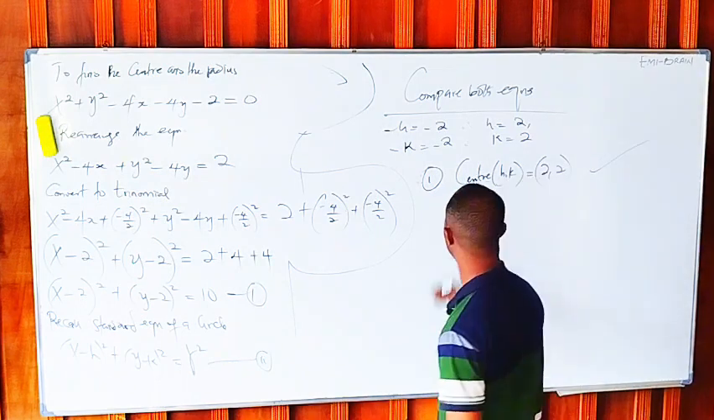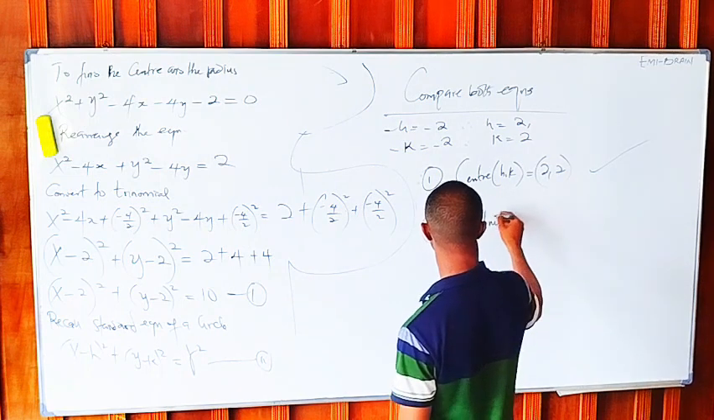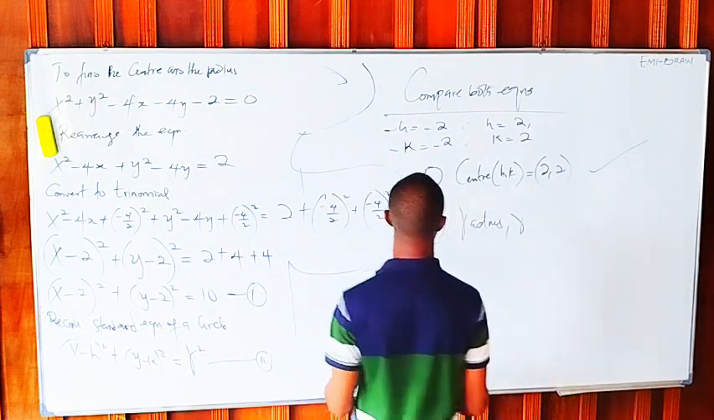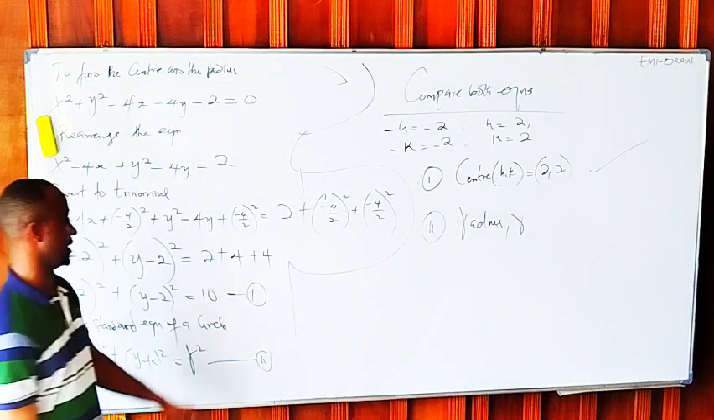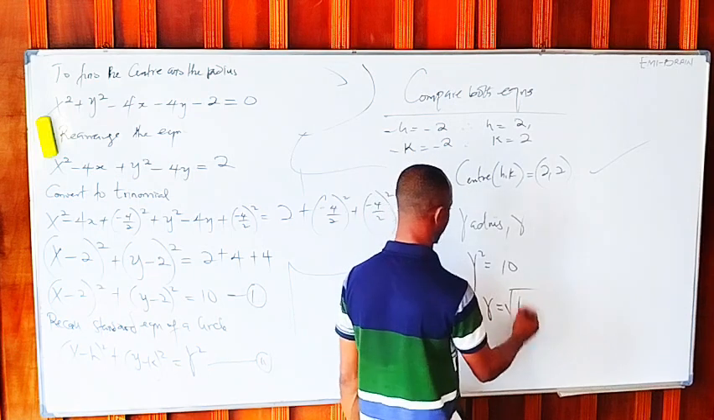Plan for yourself. Number 2, we have our radius. What's our radius? We compare r squared with 10. Therefore, we say r equals square root of 10.